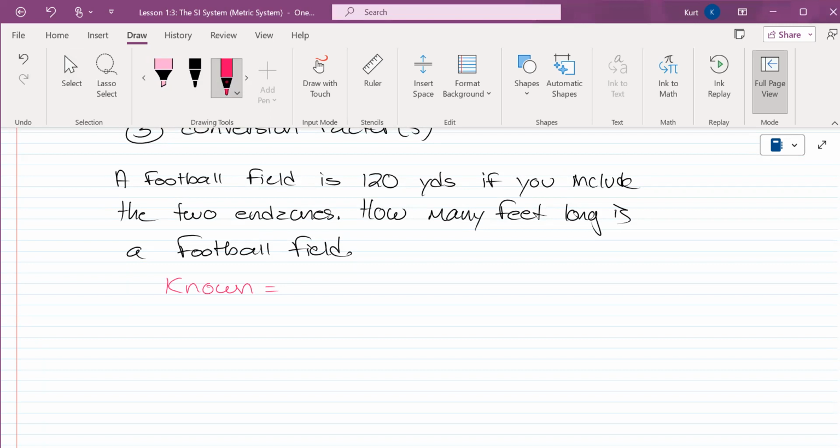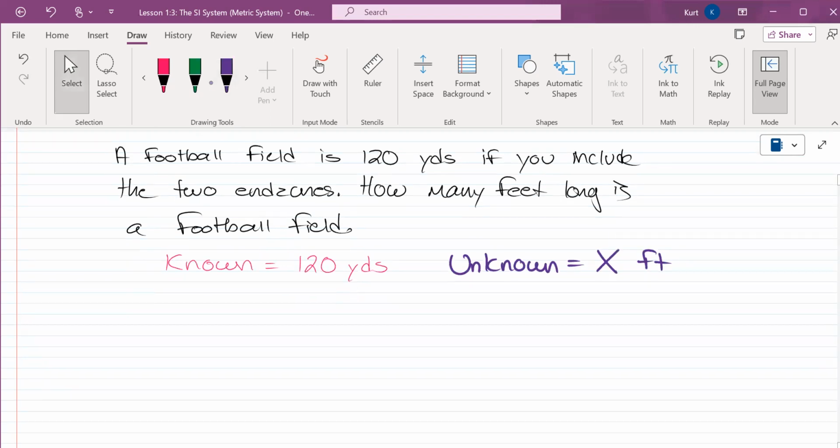Can you tell me what the known value is, Jose? Read the word problem. This is where the reading comes in. Correct. 120 yards. Joseph, can you tell me what the unknown value is? How many feet long? X feet. Good. And now this is something that you guys may know at the top of your head. If you don't, this is why I had the conversion chart with me. Do you know how many feet are in a yard? How many? 3 feet. There's your conversion factor.